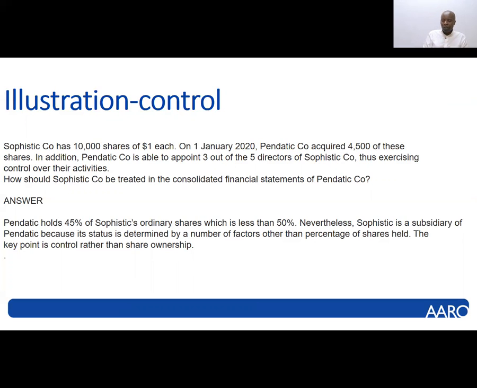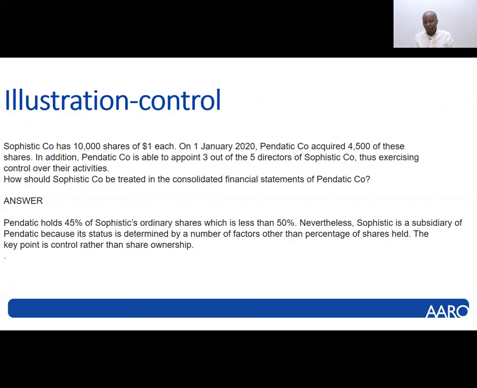Let's continue. We are told in addition to that shareholding, Pedantic company is able to appoint 3 out of the 5 directors of Sophistic company. 3 out of 5. Ladies and gentlemen, that means what here? Control. Because remember, the work of directors of a company is to make decisions. So here it means that Pedantic is powerful. It is putting more decision makers of Sophistic in their board.